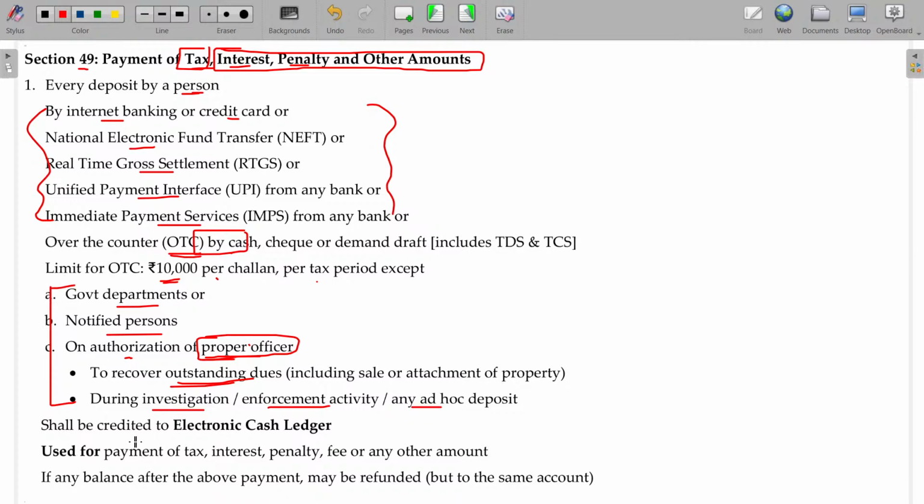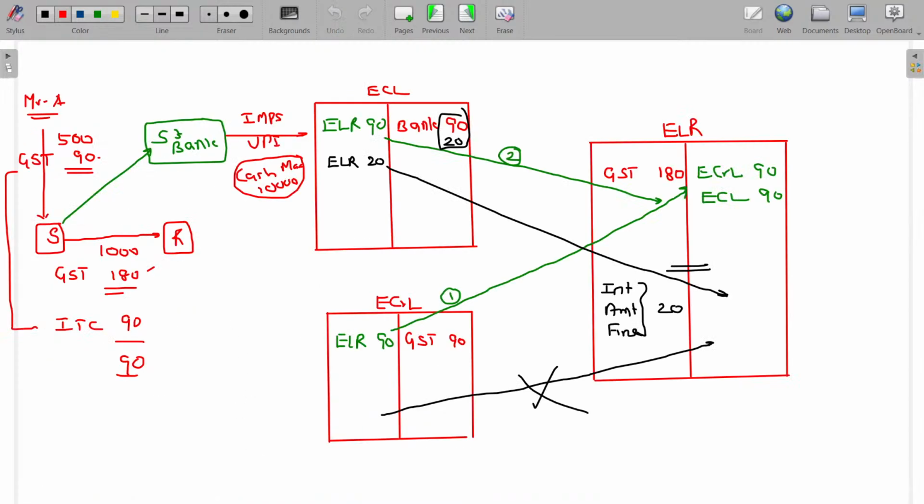This amount will be credited in which account? Electronic cash ledger. So any amount in the electronic cash ledger can be used for what? Tax, interest, penalty, fee or any other amount. Whatever it may be, you can use it. If there is any balance, what can you do? You can get a refund also. Okay, you are eligible for a refund also. But in this case, refund is prohibited. You can claim the cash only in case of a UIN holder. Others you cannot claim this.